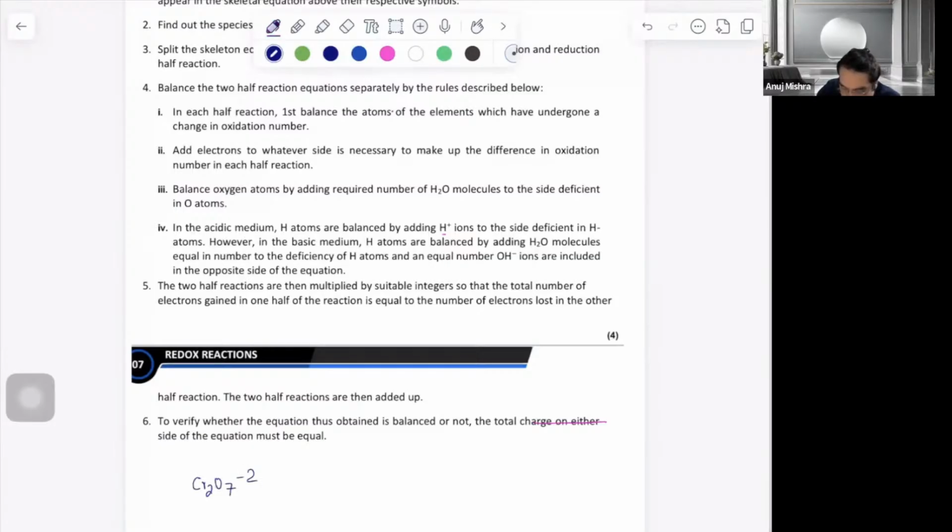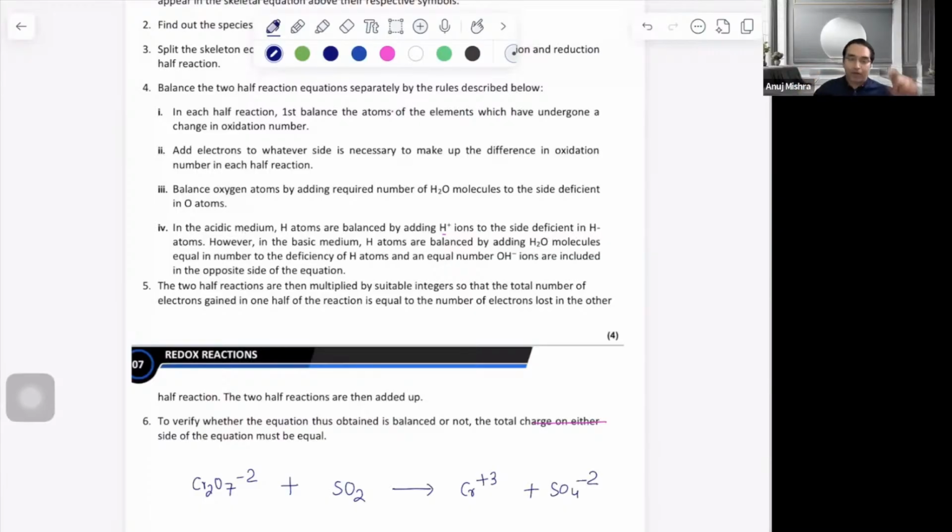Cr2O7 -2. Solve this completely while applying the steps. Plus sulfur dioxide gives Cr+3 plus SO4 -2. Only this much is given. So how do you apply?